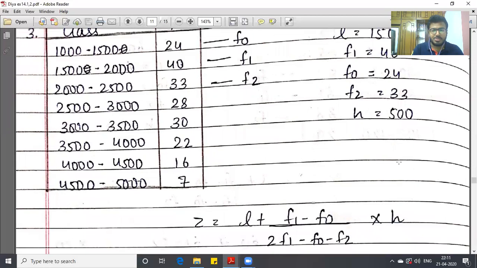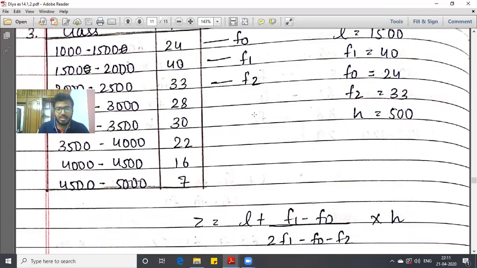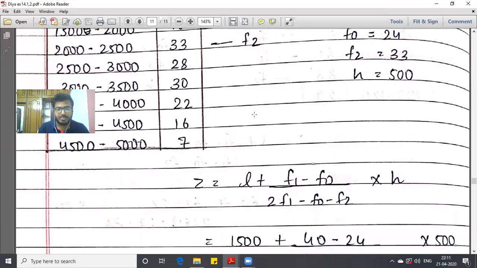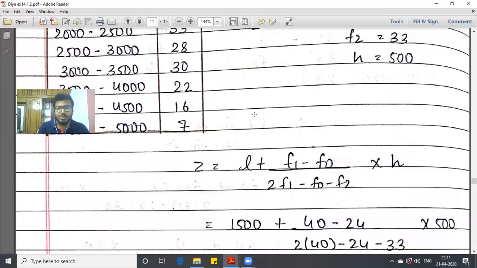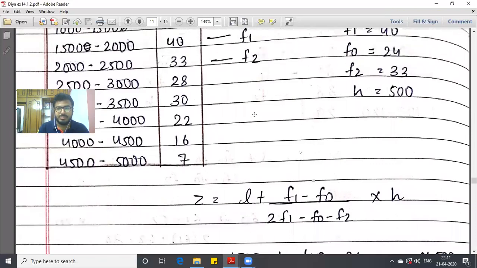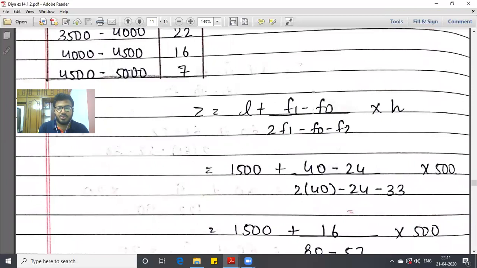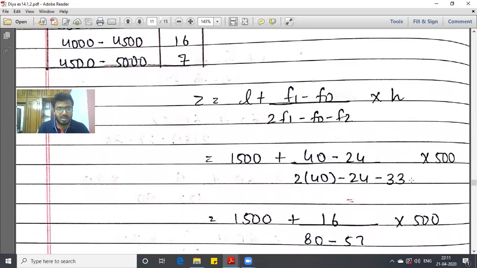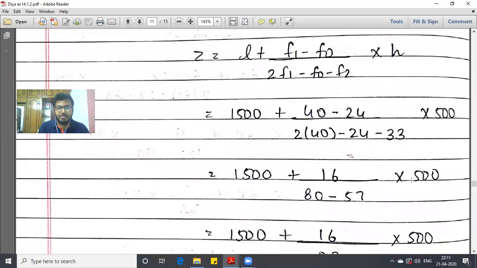So now we are directly substituting the values. Okay, now look here. The L value is 1500. The f1 value is 40. Then f0 is 24, f2 is 33, into the h value, 500. Now the same method: 40 minus 24, you have to do first, so you'll get 16. Then 2 into 40 is 80, minus 24 and minus 33, added together, you'll get minus 57.